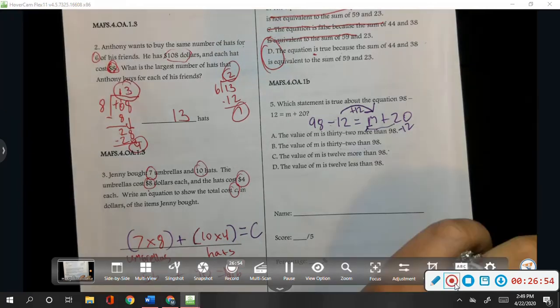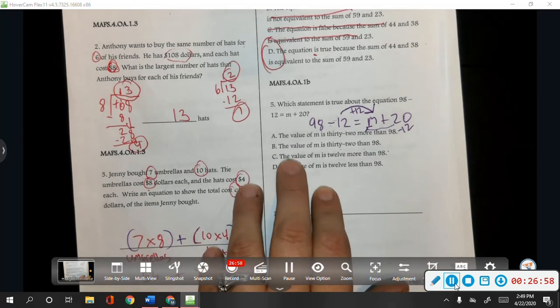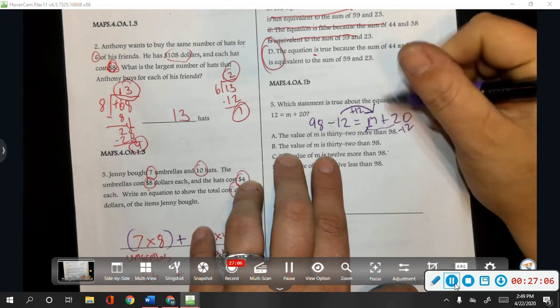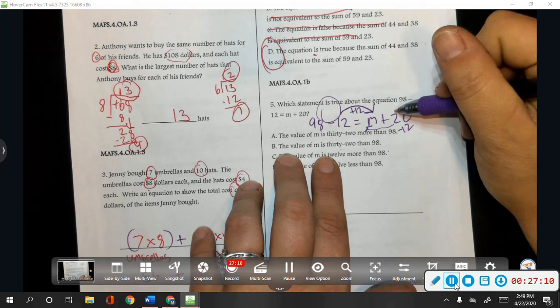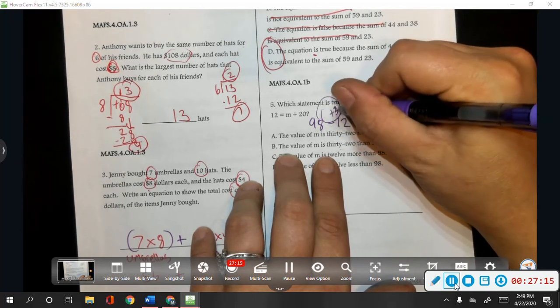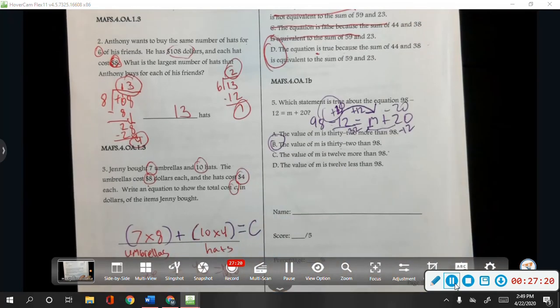I'm fixing to close this up real quick because this is our last problem. The answer is actually, which number did I say? I said it was B, that the value of m is 32 more than 98, because the difference between what we would have gotten here if we were to subtract this 20 and added it over here, we would have gotten 32. Alright, so that is the end of day 3, Introduction to Angles.